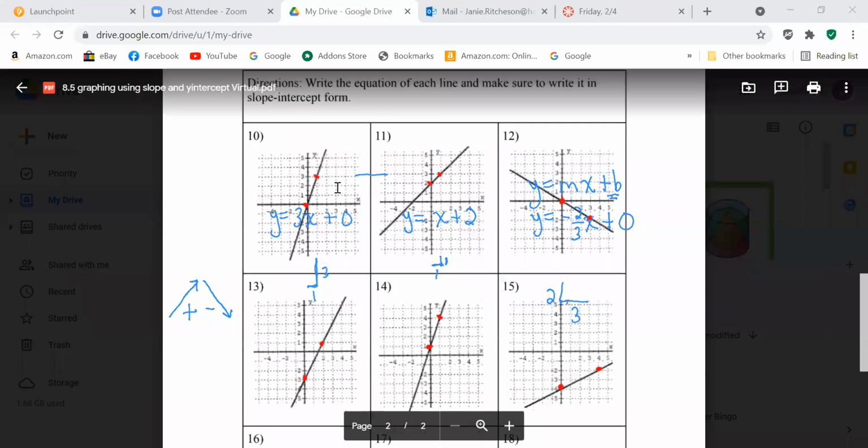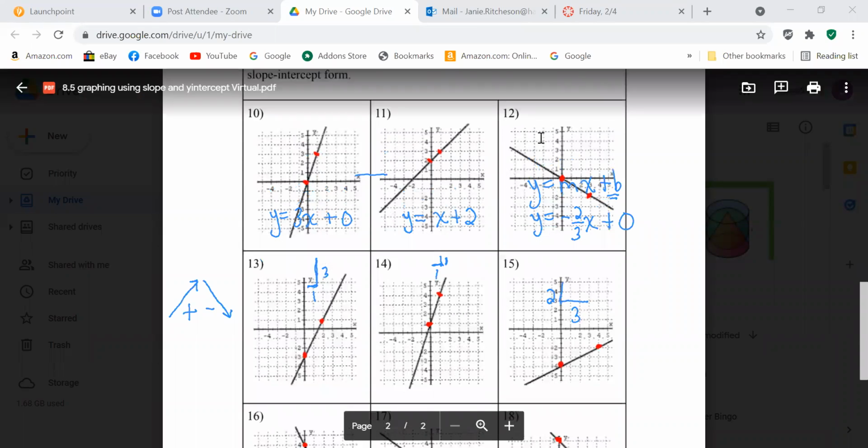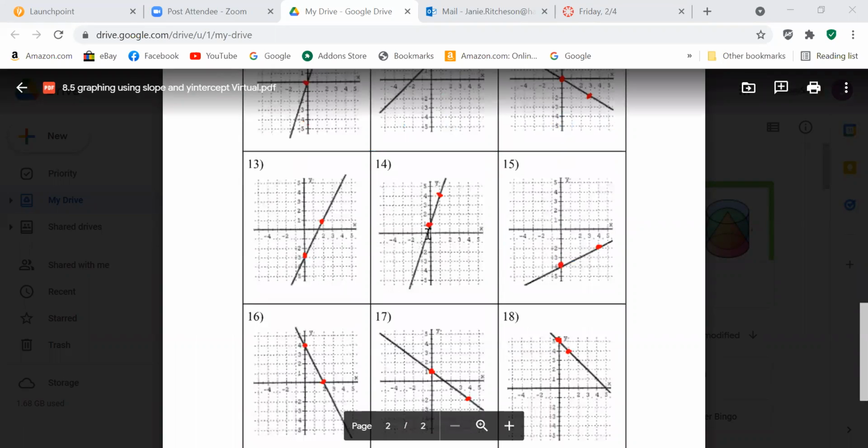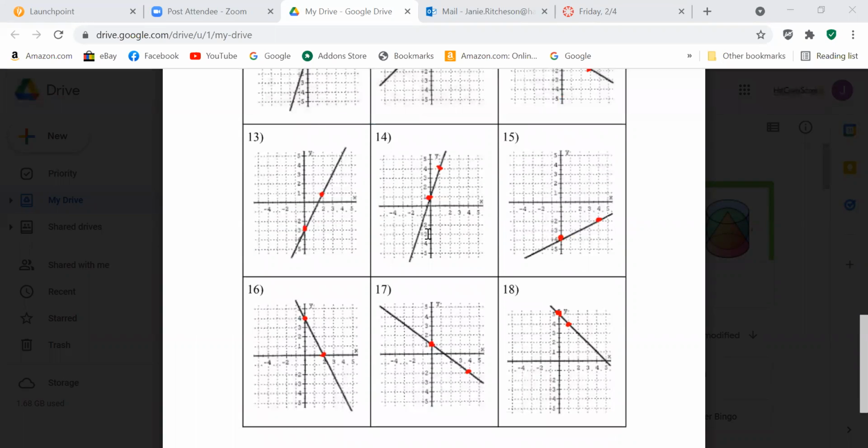All right, let's do one more. Which one do you want to do, guys? How about number, well, actually, we'll do 2 more. We'll do 15 and 17.